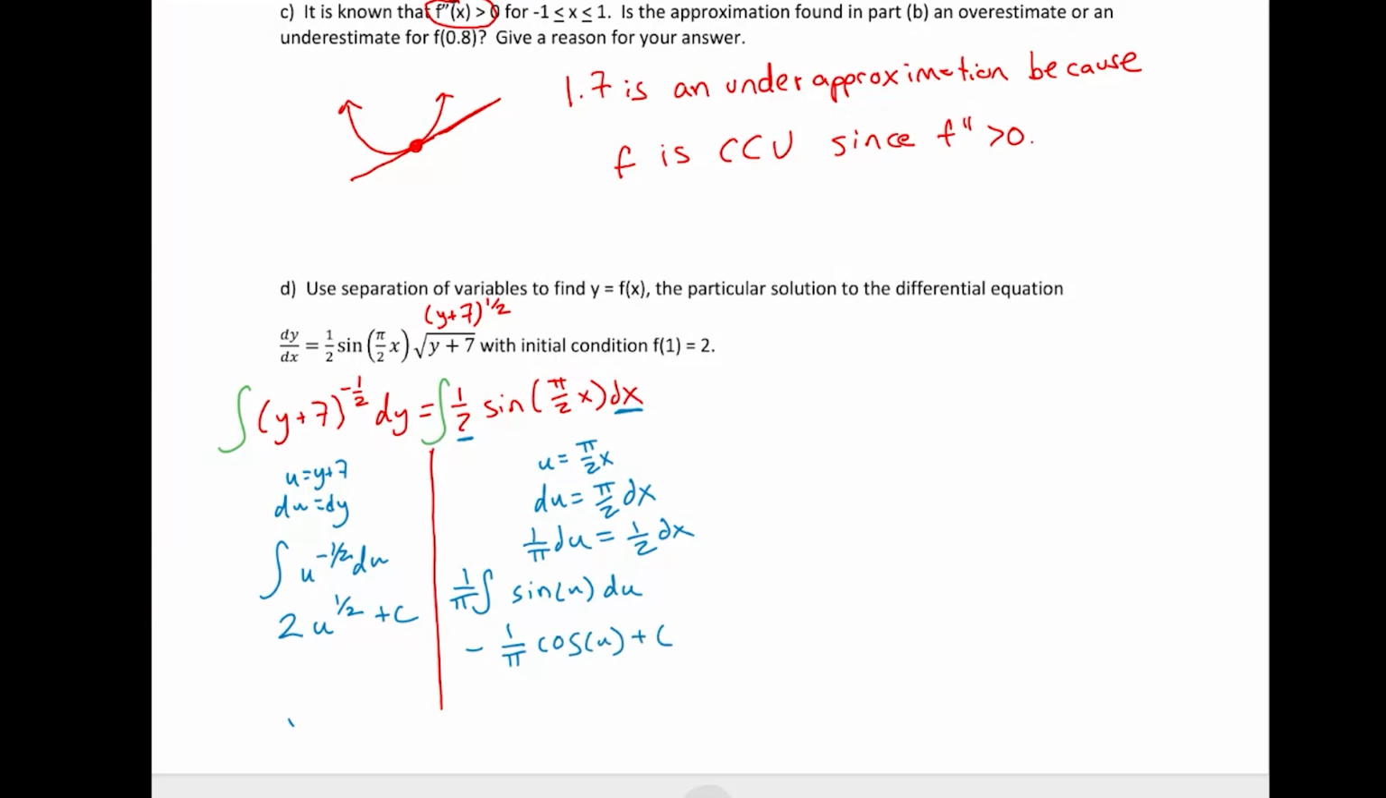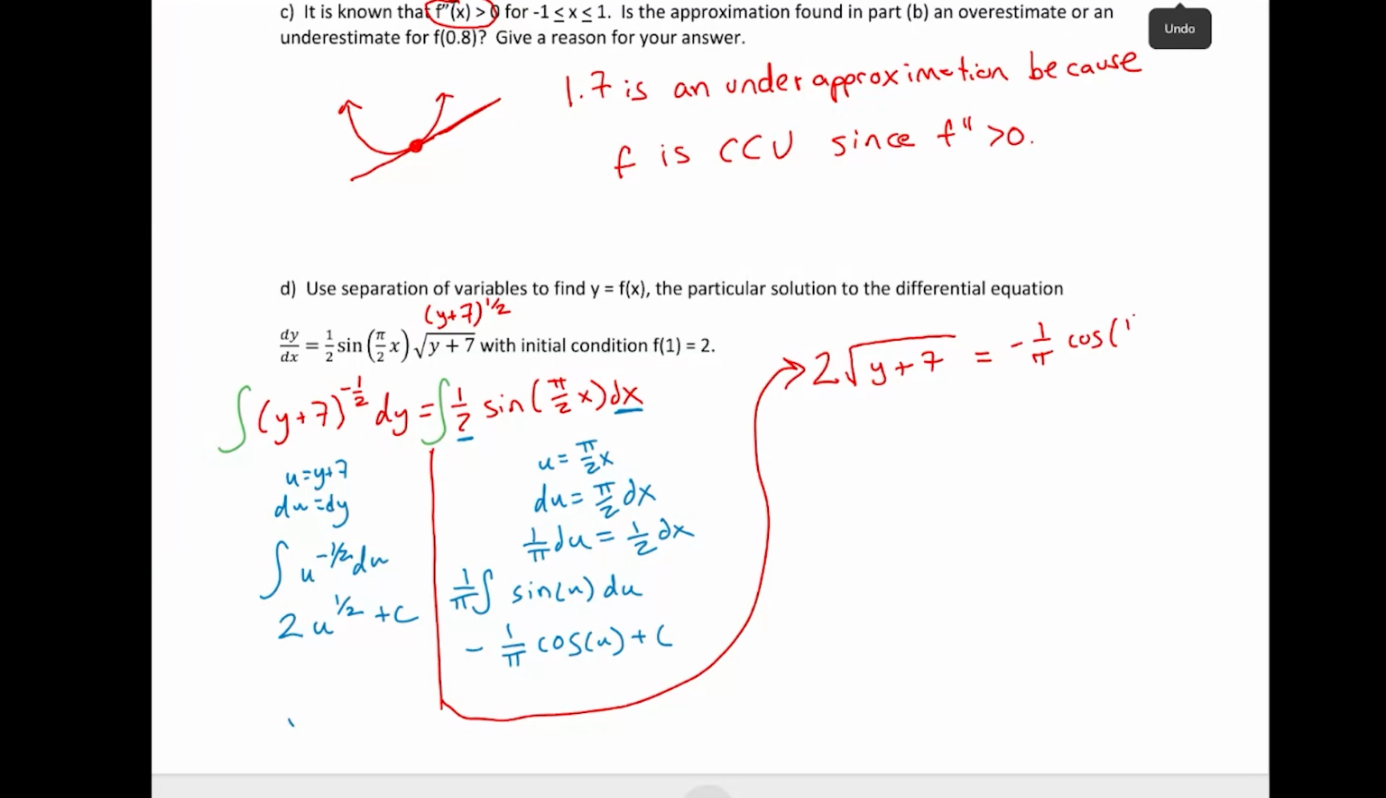All right, so let's go back and rejoin these expressions. I'll just continue up here. Okay, so we've got 2, and then on that left-hand side, u was y plus 7. So actually, I'm not going to do the 1/2 power, because I think the arithmetic will be easier in our head if we write this as square root of y plus 7. That is to the 1/2 power. And that equals negative 1 over pi times cosine of pi over 2 plus c.